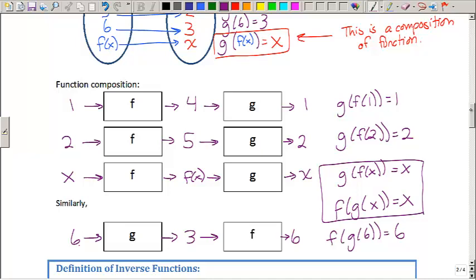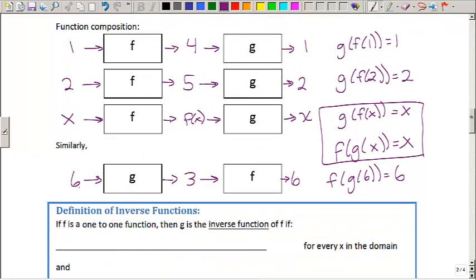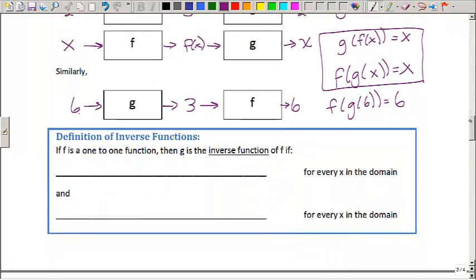So now we've just discussed how we get an inverse. So the definition: if f is a one-to-one function, then g is the inverse of f if f of g of x is equal to x for every x in the domain, and g of f of x equals x. Both of these statements need to be satisfied in order for f to have an inverse, in this case g.